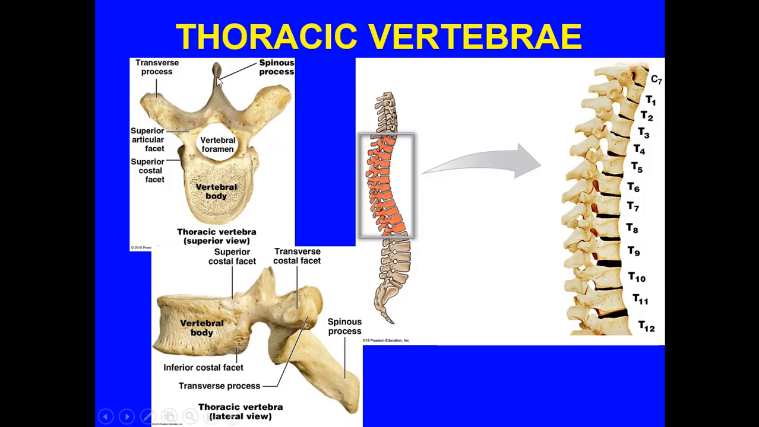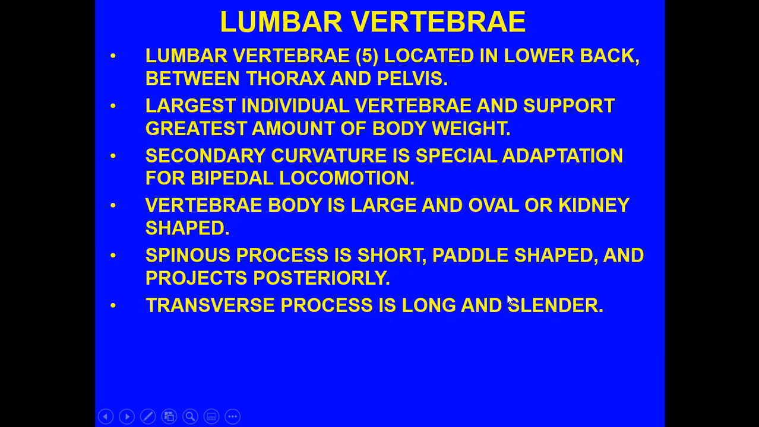So here's our spinous process. Notice that it goes downward. Here we have a vertebral body that's somewhat heart-shaped. You have a round vertebral foramen. You have superior articular facets. You're also going to have this inferior costal facet here, a superior one here. This is for the attachment of the ribs. Notice you have the 12 bones, each marked, T1 through T12, okay?